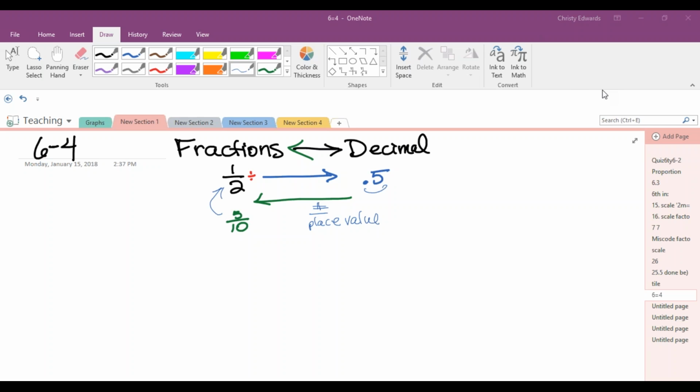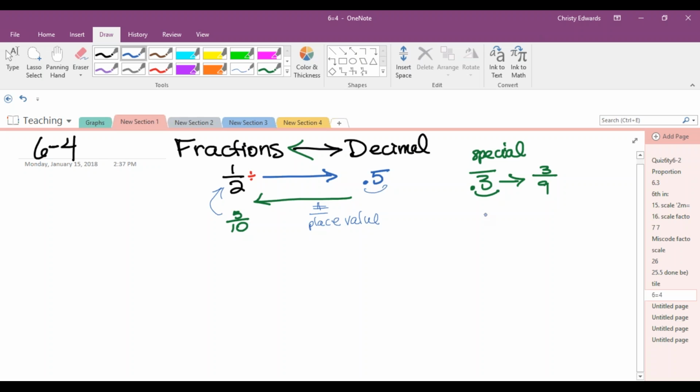What's the only ones that you don't put over like 10, 100, 1,000? The special ones that repeat. What do you put 0.3 repeating over? Do you put it over 10? No, you use nines. How many things are repeating? 1, so you put 3 over 9.